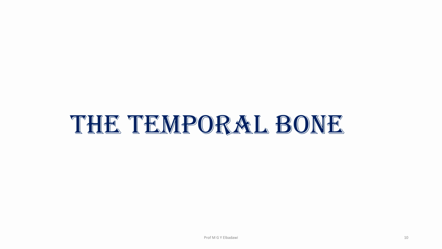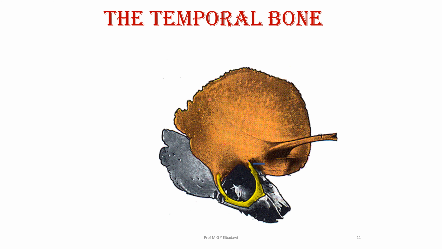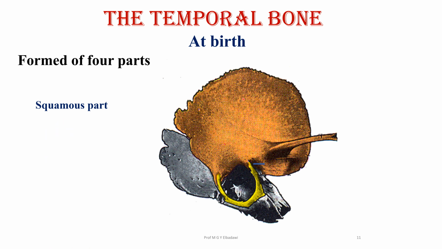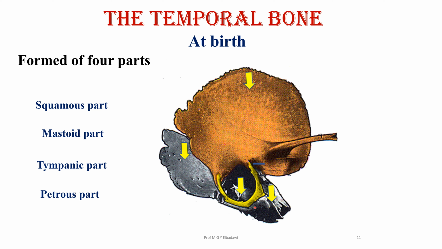Now, the temporal bone, the main features of it. That's how the temporal bone looks at birth, being formed of four separate parts. These four parts are the squamous part, that one here, the mastoid part, the tympanic part, which, as we can see here, has the external acoustic meatus or auditory meatus here, and a petrous part over here, still under development.